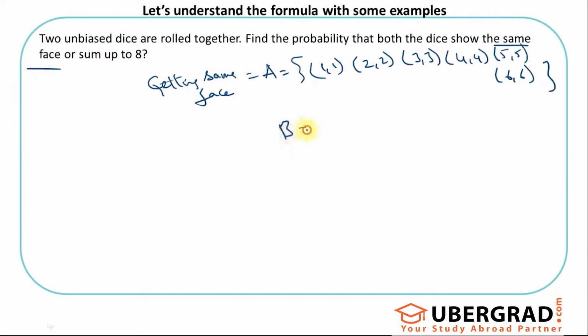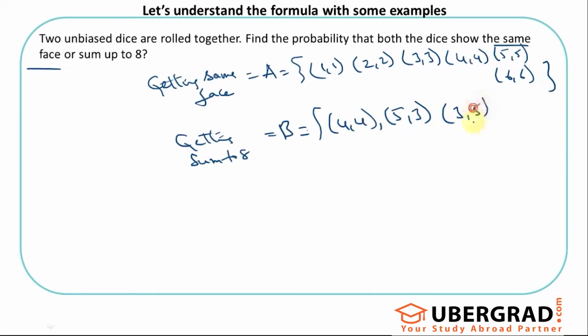Let me define event B as getting a sum of 8, right? The 2 dice show me whatever numbers such that the sum is 8. How would that be possible? 4 4, 5 3, 3 5, 6 2, 2 6, what else? I can't do 7 1 or 1 7, etc. Right? So I see 1, 2, 3, 4, 5 possible cases. Right? So this is A, this is B.